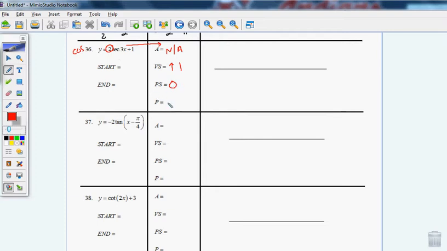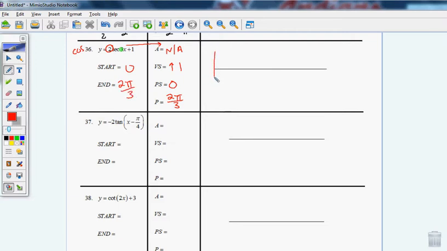Gotta love that. The period is 2 pi, but wait, the period is actually 2 pi divided by 3, because that number right there affects the period. That's the denominator on the period. Okay, so we're going to start at 0, and we're going to end at 2 pi over 3.